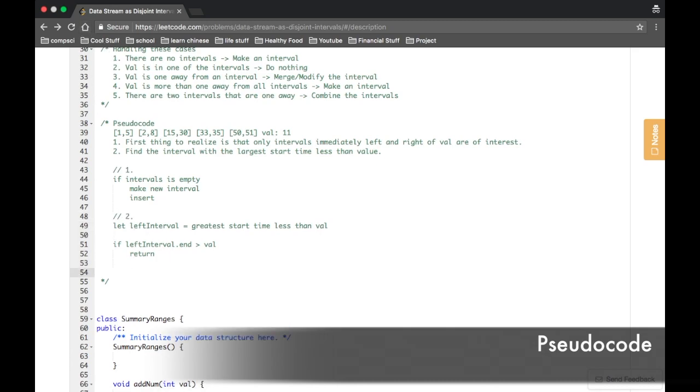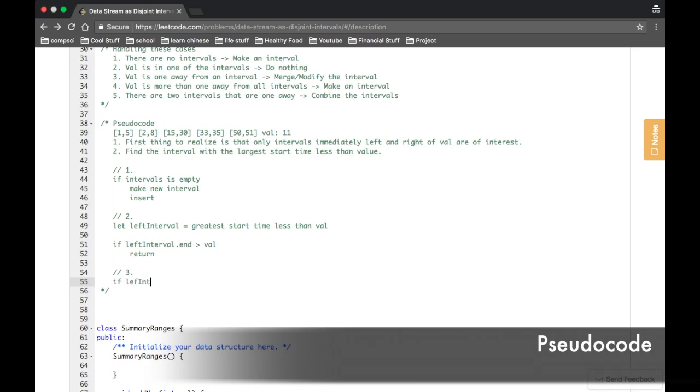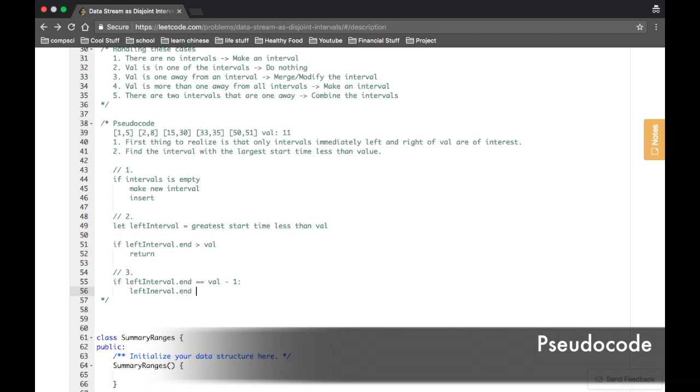Alright, let's look at number 3. So for test case number 3, val is 1 away from an interval. So let's look at left interval first, right? Since we already have it. So if left interval dot end is equal to val minus 1, then left interval dot end equal val.